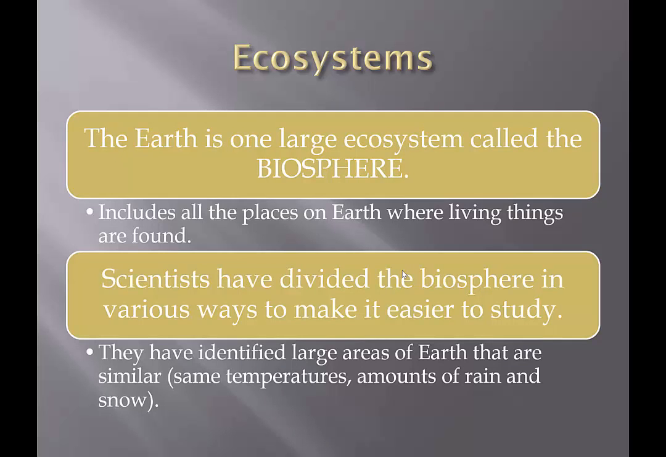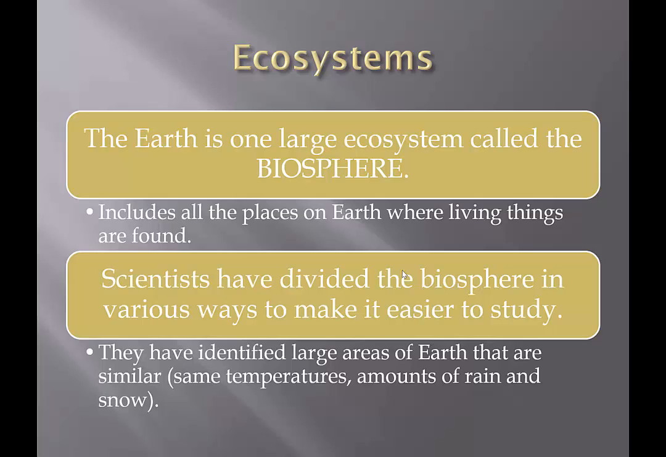Okay, the Earth is one large ecosystem called the biosphere, bio meaning life, sphere meaning round or ball, and this includes all the places on the Earth where living things are found, which is essentially everywhere. Now, it's impossible to study the biosphere as one giant ecosystem, so scientists have divided up the biosphere in various ways to make it easier to study.